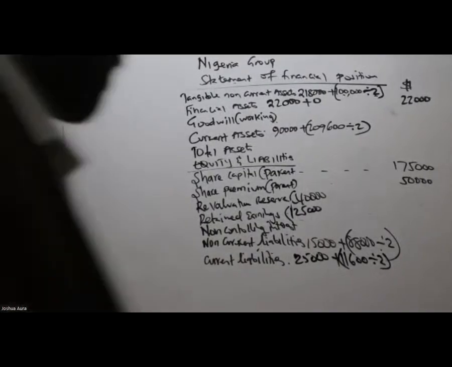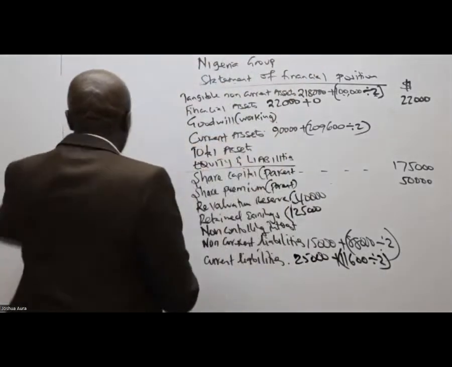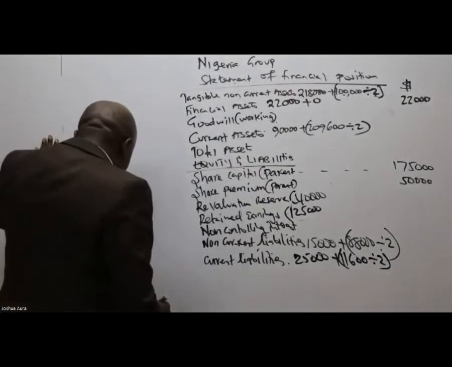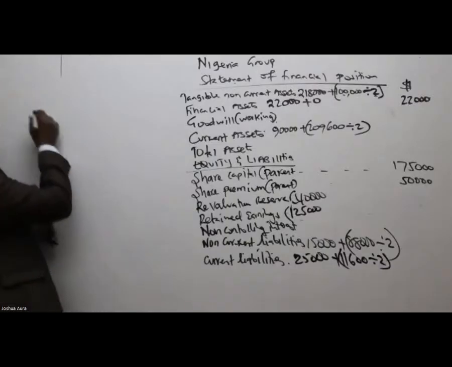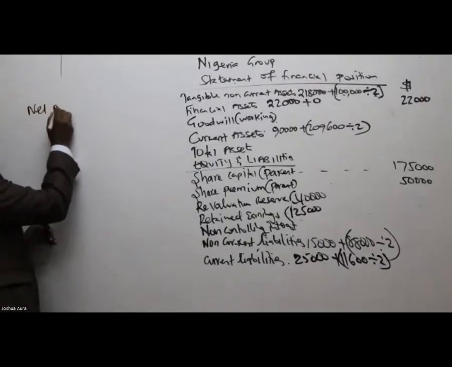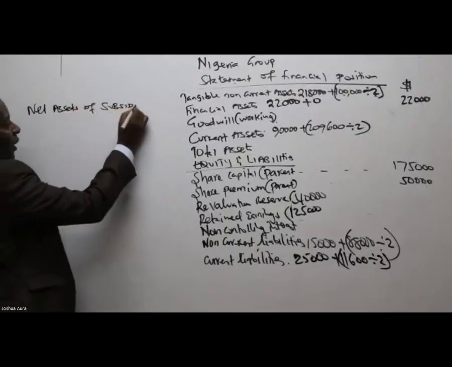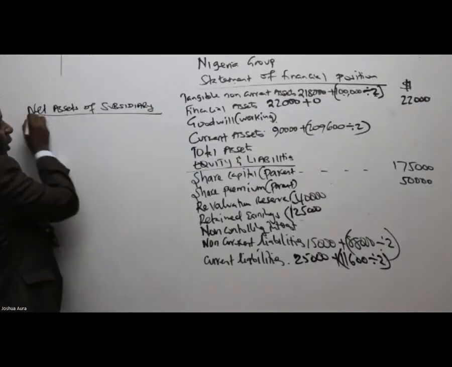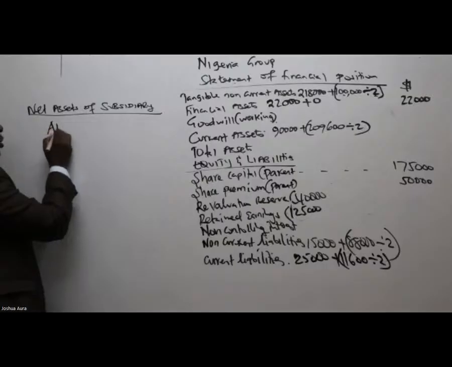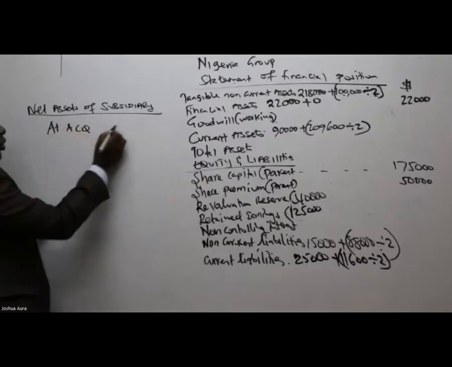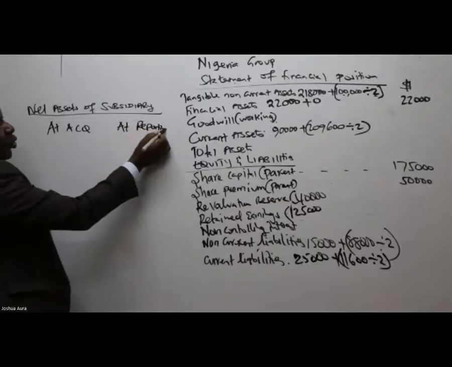So please go ahead and give me the net assets of the subsidiary. Now we are dealing with the net assets of the subsidiary. 3 marks really. Remember, we have to give net assets at acquisition and at reporting, 2 of them.